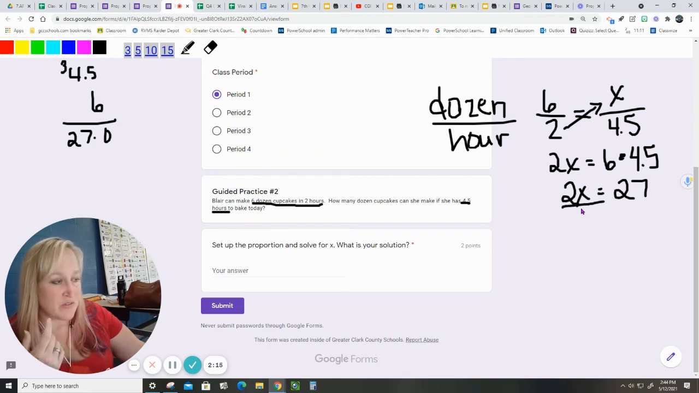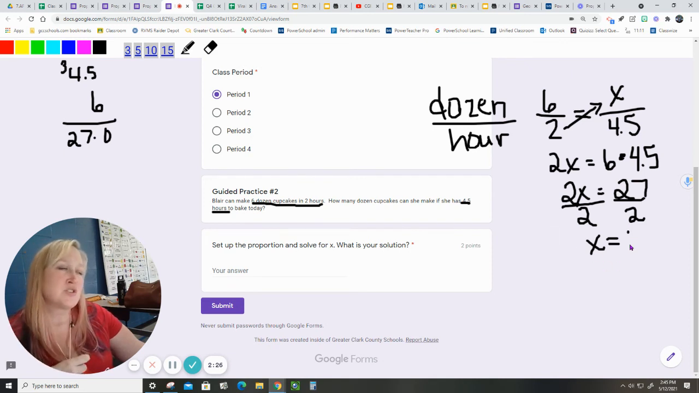In order to solve, I have to divide both sides by this 2 so that I can isolate the variable of x. X then equals 27 divided by 2, which is 13.5 dozen. Okay, so that is our answer.